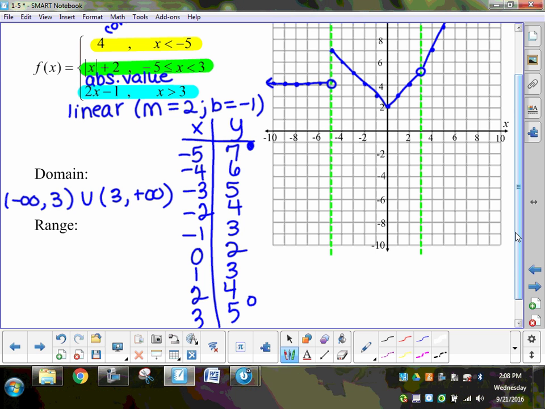Now, how about for the range on this? Look at what's there. Sam, what do you think our range on this would be? What's the lowest value, lowest y value that this graph uses? What's the upper bound on it going to be? Does it include the 2?